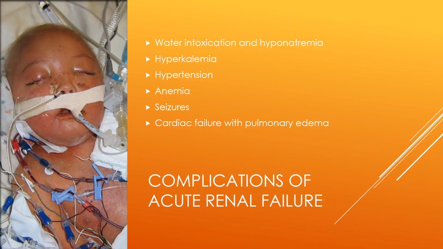So chronic complications of acute renal failure include water intoxication and hyponatremia. Remember, they have lots and lots of swelling and edema, so we need to make sure we're watching that. Hyperkalemia, hypertension, anemia, seizures, and cardiac failure with pulmonary edema. All significant complications for our acute renal kids.